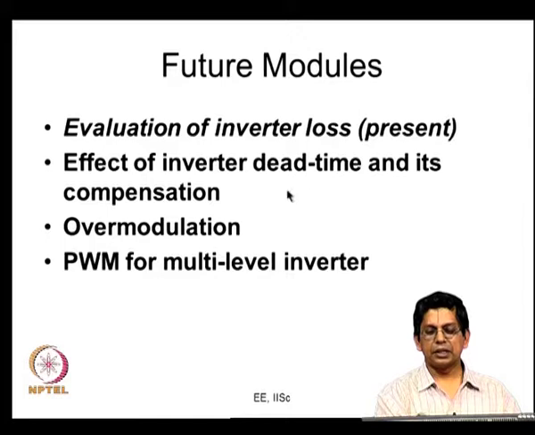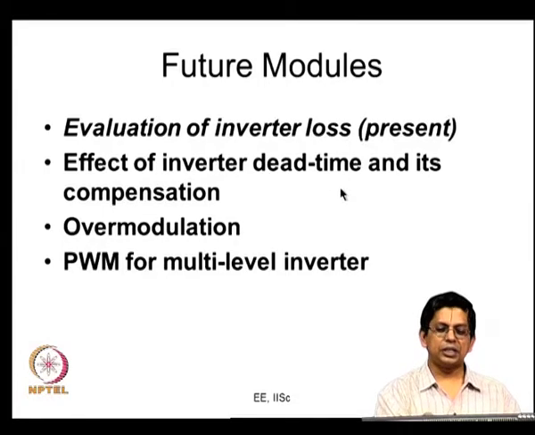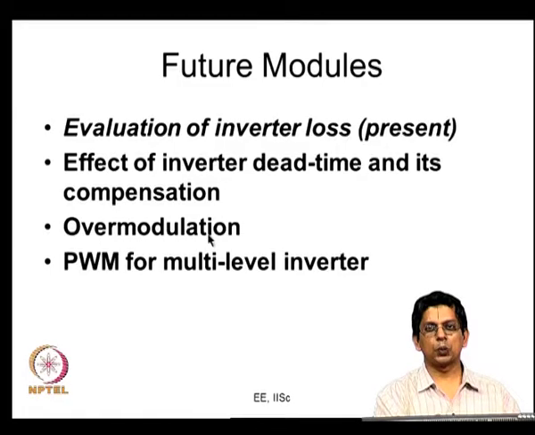The device which is to be turned off is turned off first, and then the next device is turned on. So the gating signal to the incoming device is delayed by a certain amount of time, which is called dead time. And this dead time has an adverse effect on the inverter's output voltage waveform, and that is what we call the dead time effect, and we will talk of how to compensate for that.